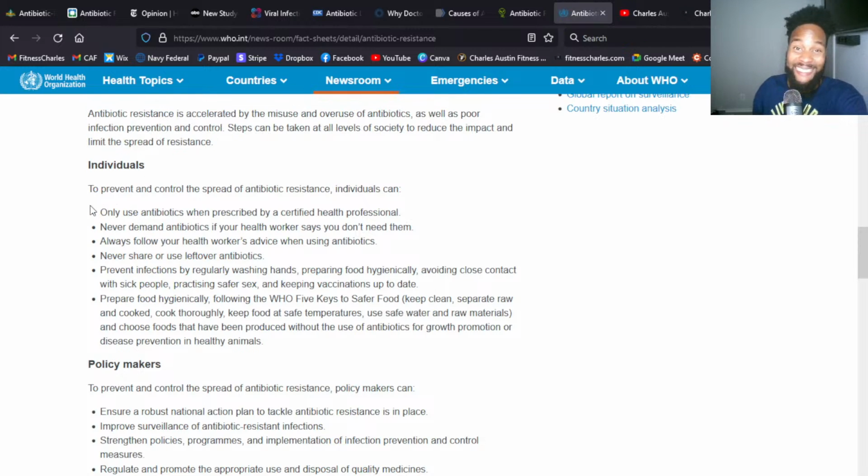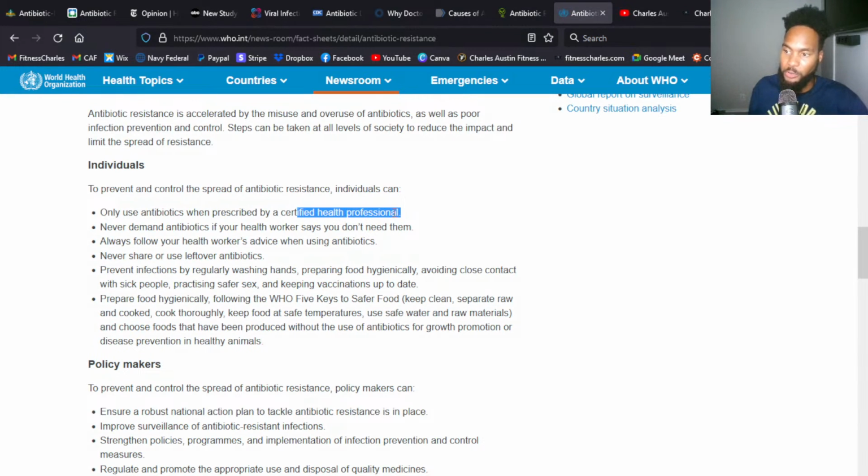So again, one of the easiest things that you can do is only use antibiotics when prescribed by a certified health professional, right? Now I started there because certified health professionals are giving you antibiotics even when you don't need them. So that's true, but at the same time, we have to start educating ourselves on things like antibiotics, bacterial infections, and viral infections, to understand that, hey, I have a viral infection. Why are you giving me antibiotics?